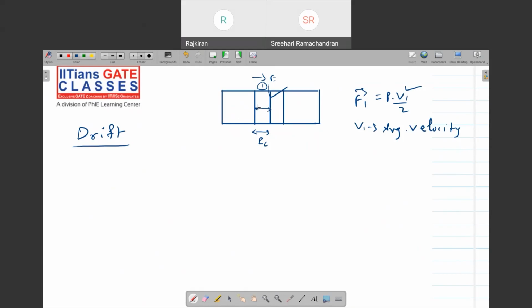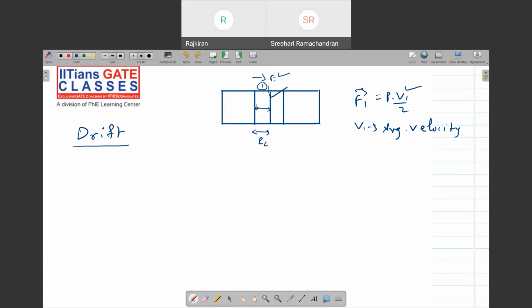So the carriers which are here will gain velocity against the electric field, right? So what is the velocity of this? We know from mechanics, if there is acceleration, since there is an electric field, there is a force, there is an acceleration. Suppose the velocity here is VTH.